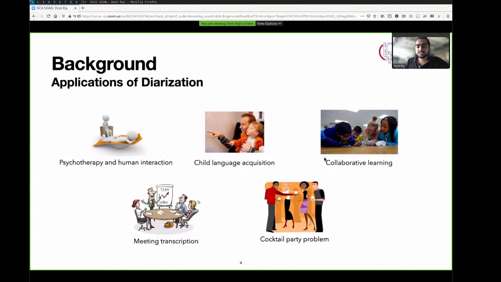You could also imagine any kind of tasks like collaborative learning or studying human interactions, which would require the output of such a system. So there are several downstream tasks which require diarization as a pre-processing step.